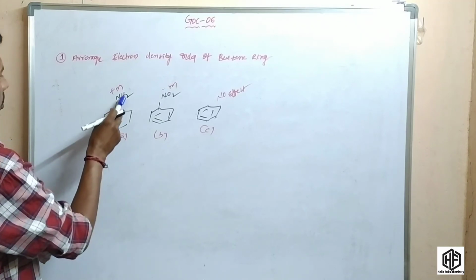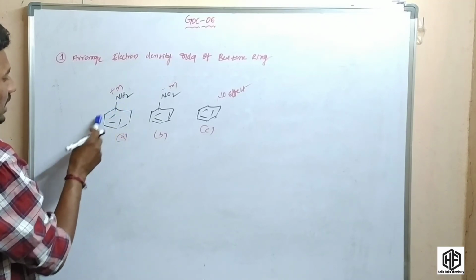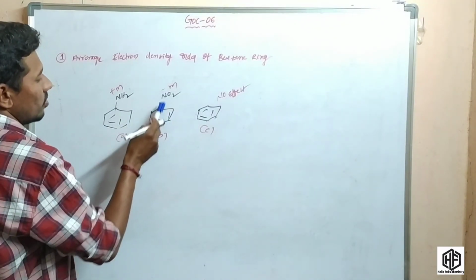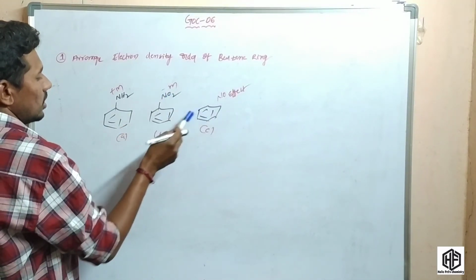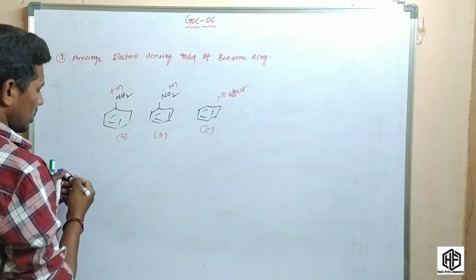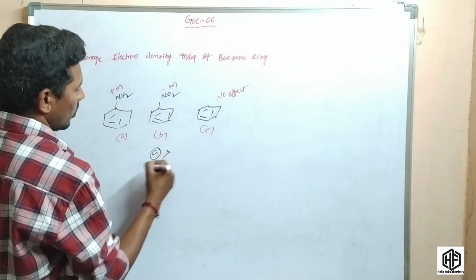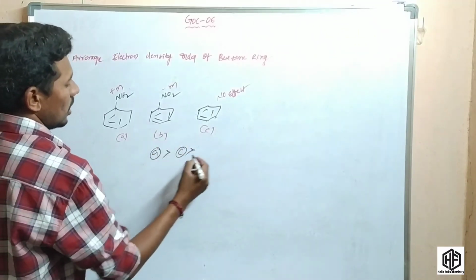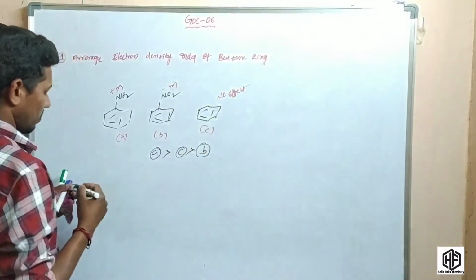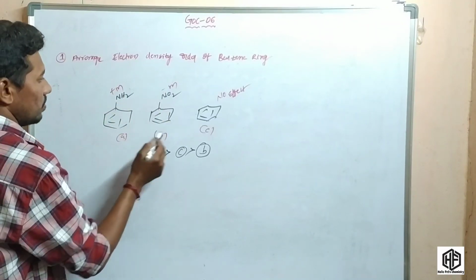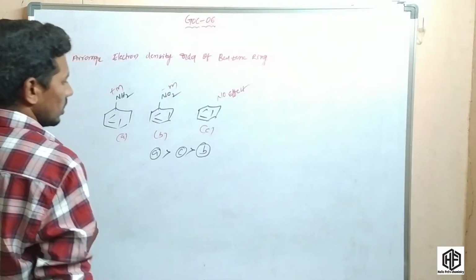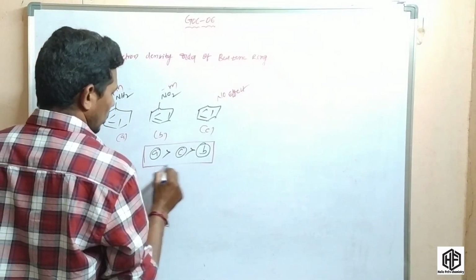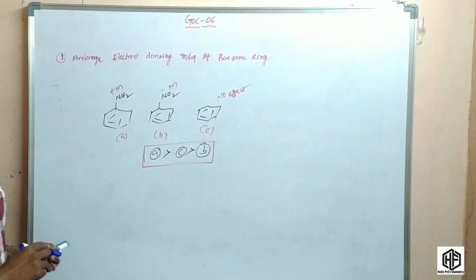When the electron releasing group gives electrons to the benzene ring, it gets more electron density. It gets less electron density when the electron withdrawing group is connected. Which one has more electron density? Option A has the most electron density, and option C has more electron density compared to the least, which is option B. Because of that, this is the plus M effect, this is the minus M effect, and this is no effect occurring here. Now, this is the electron density order of the given compounds.